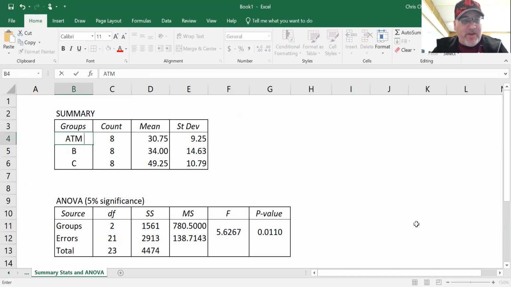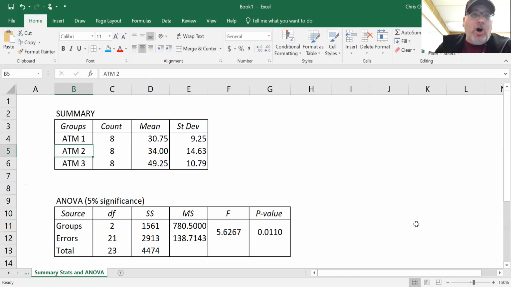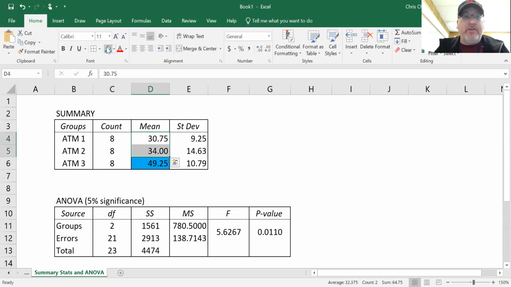And rename these ATM1, ATM2, ATM3. Recall that in the previous video, and hopefully you watched it, we built an interval around this guy. We estimated the population mean for the third ATM usage, and that interval excluded both of these values. So in the previous video, we had pretty good evidence that the third population's mean was different than the other two population means. But what about these two? Are they different enough?